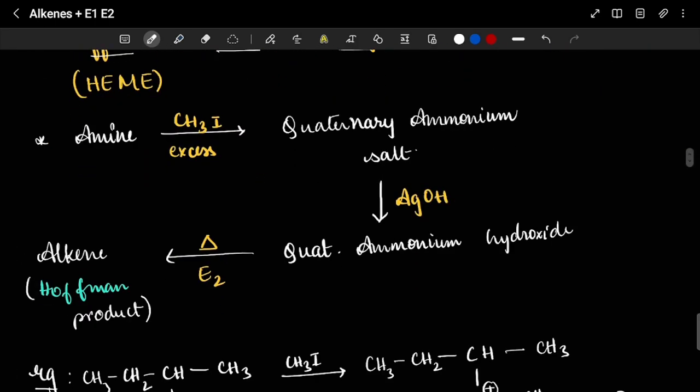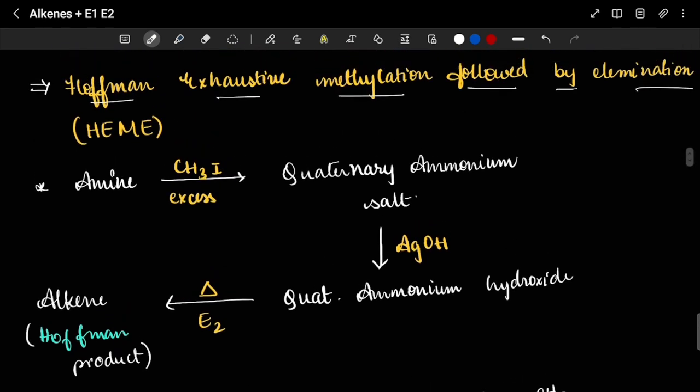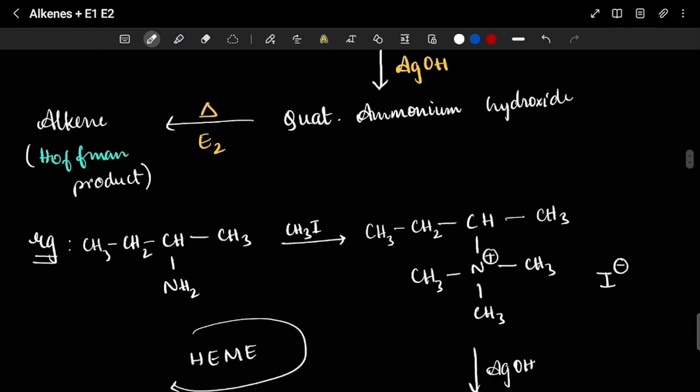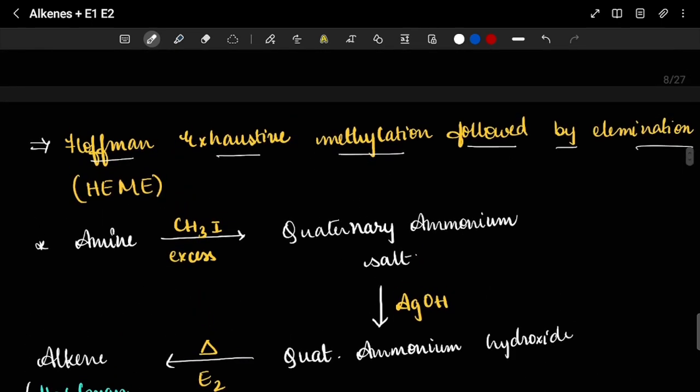So first you take an amine, and then you treat it with excess CH3I. Now what would happen by treating it with methyl iodide? Exhaustive methylation takes place, meaning in the amine, the hydrogens are replaced by CH3 groups, the methyl groups. So a quaternary ammonium salt is formed.